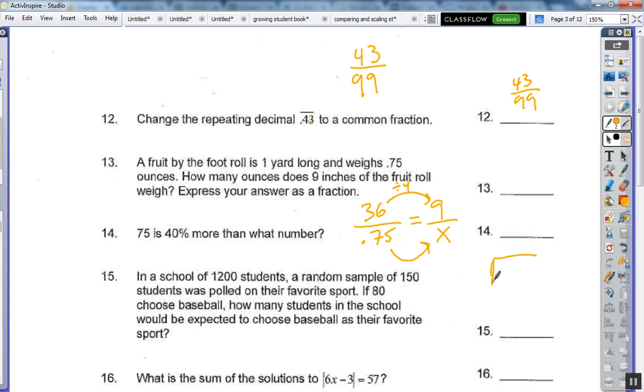Let's do this. So 0.75 is 3 over 4. We're going to divide that, or multiply by 1/4, right? So I'm going to multiply it, pen please. I'm going to multiply it by 1/4. Well, 3 times 1 is 3. 4 times 4 is 16. Therefore, my answer is 3/16 of an ounce.